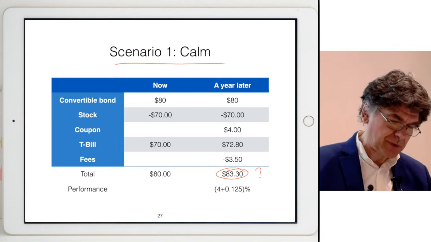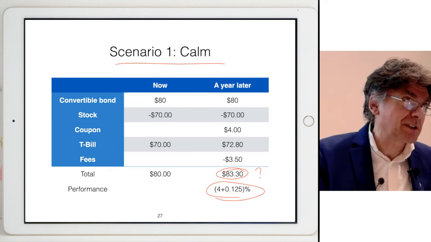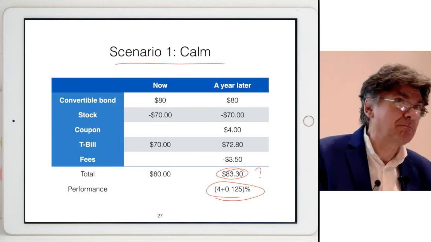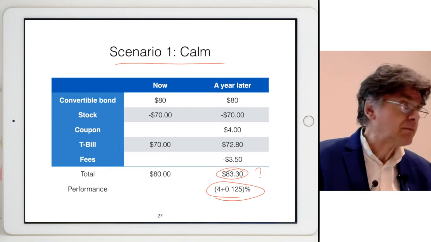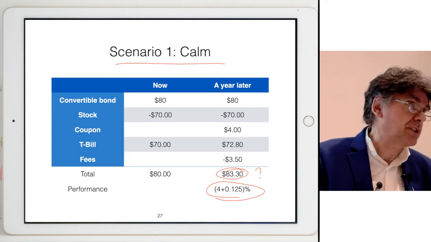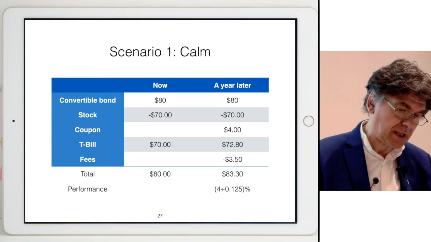It's basically 4%, right? Which is what I can make by doing something very easy, which is I just buy T-bills. I invest the money in a bond, and that's what I get. So it doesn't seem to be very good. Does it mean it's a bad trade? No, it just means that under this scenario, this trade is not interesting. So I would do this if something else is what might happen.